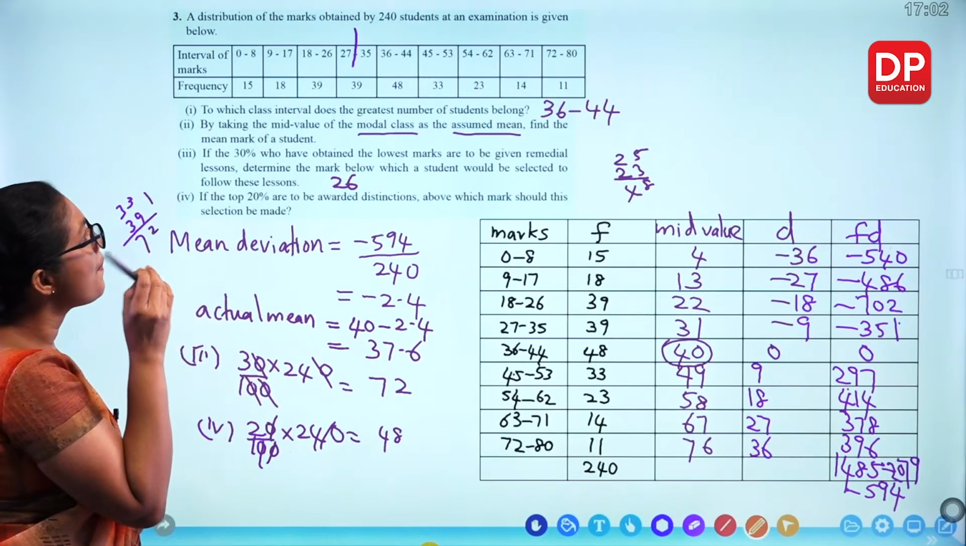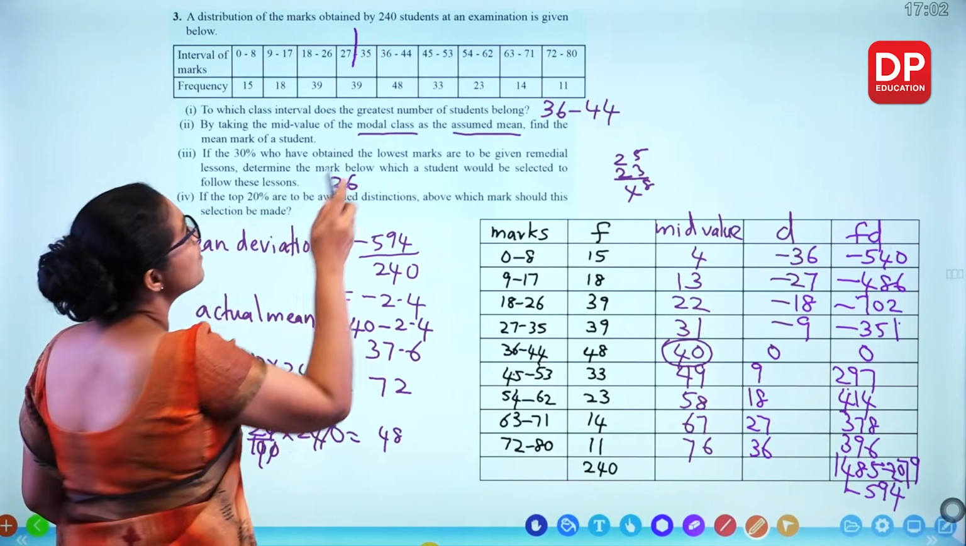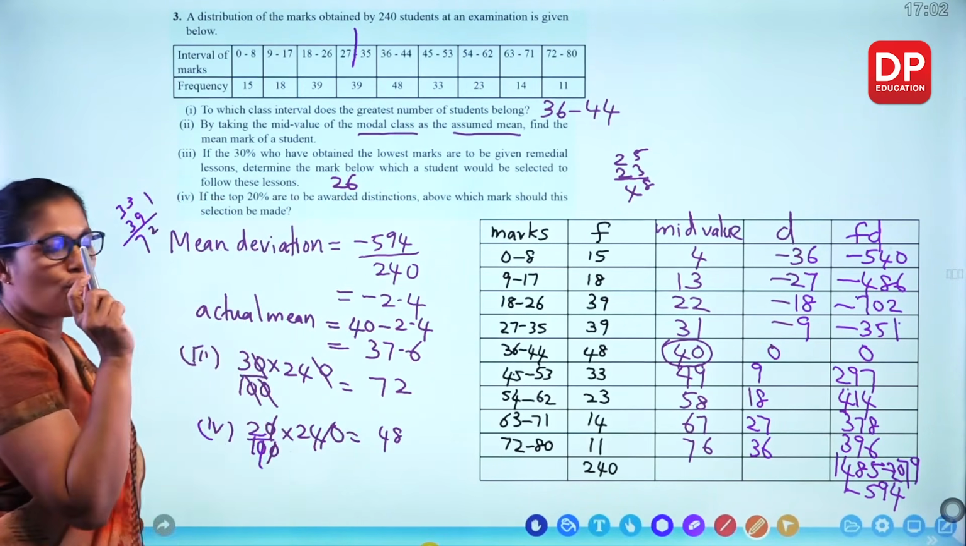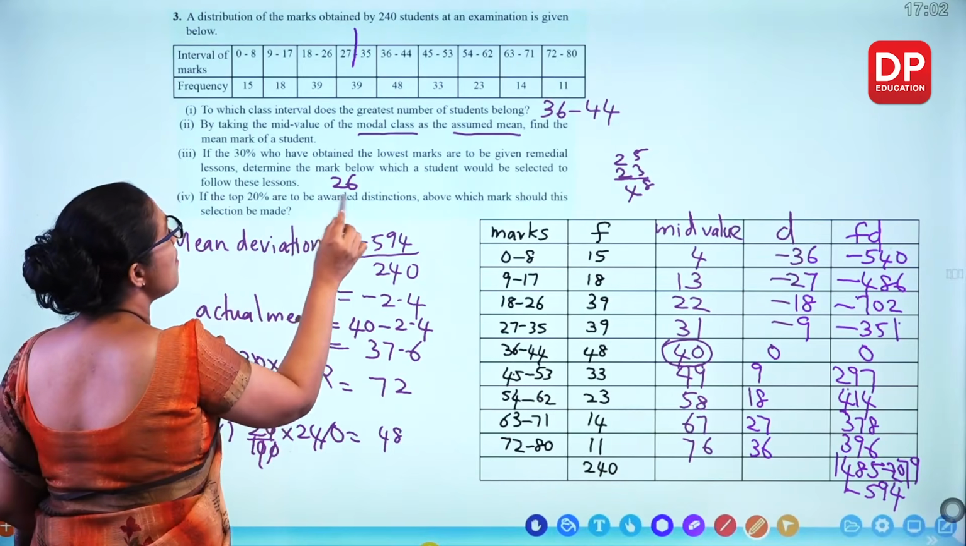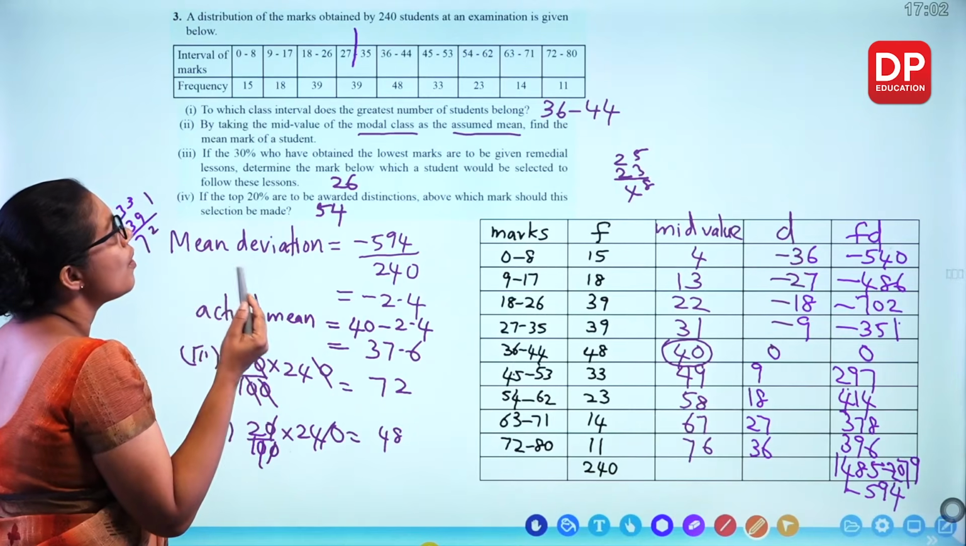So what's the lowest mark? So above 54, they need to score. So the mark awarded for distinction, 54 and above.